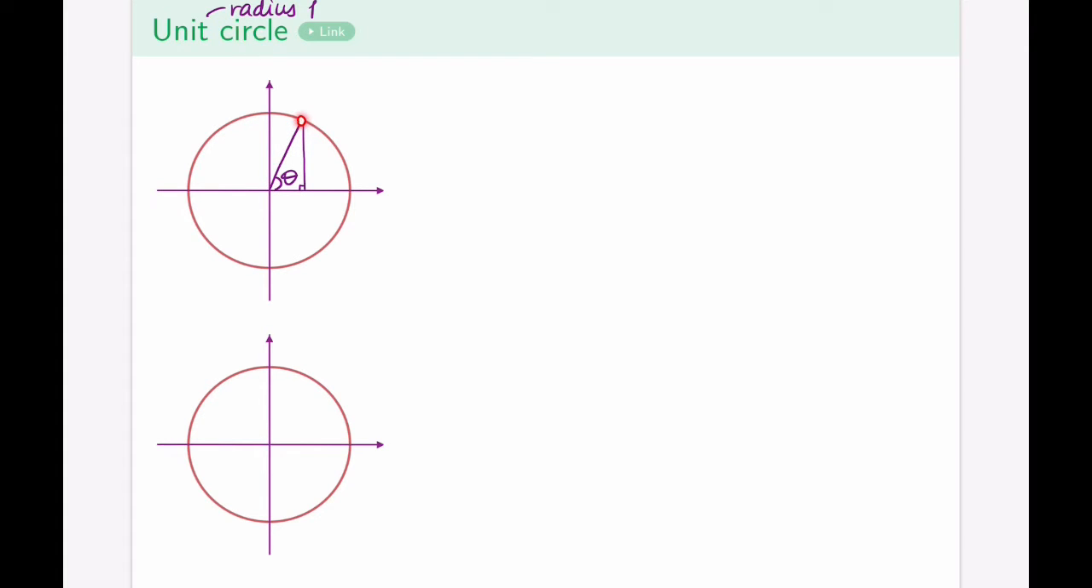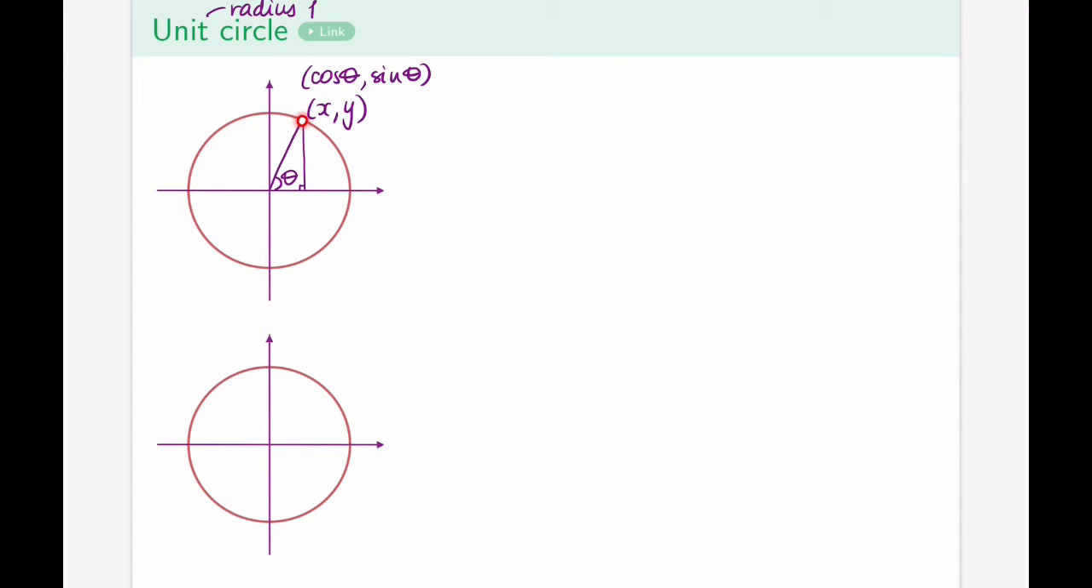Now, once again, the coordinates of this point can be described as x and y in what we call the rectangular coordinate system, or we can think of the coordinates of this point in terms of this angle theta. The x coordinate will correspond to what we call cosine of theta, and the y coordinate will correspond to what we will call sine theta. This is the definition of the trigonometric functions, sine and cosine.